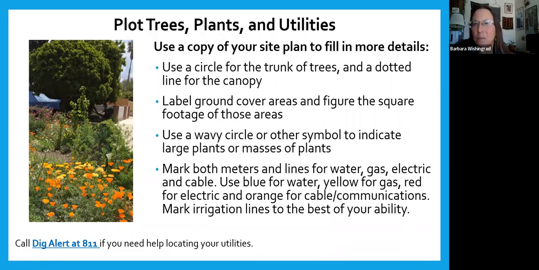You can use, for example, different symbols. You can use a wavy circle or other kinds of symbols to indicate large masses or large plants. And this is also a chance that you could, on this site plan or on a separate copy of the site plan, mark all of your utilities. There are general colors commonly used for the utilities: blue for water, yellow for gas, red for electric, orange for cable and communications. And you can call Dig Alert at 811 if you need help locating your utilities.